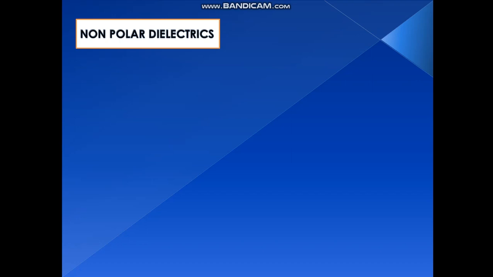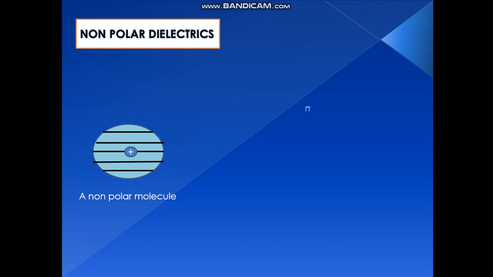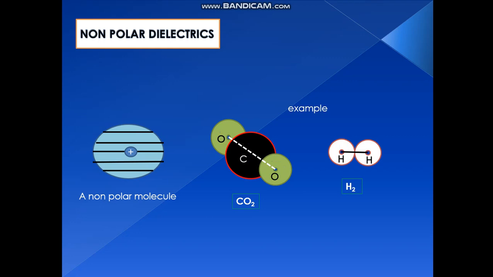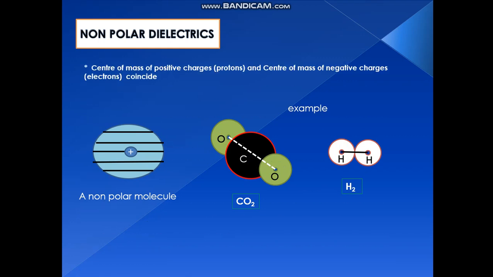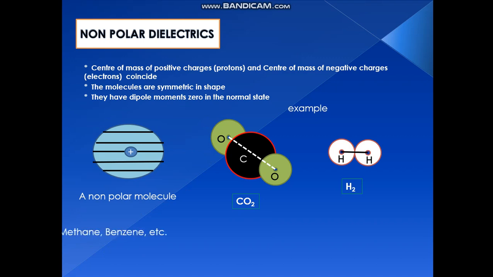Then what are non-polar dielectrics? As the name suggests, they do not have poles under normal conditions. So it is represented like that. Let us take the example of carbon dioxide and the hydrogen molecule. In carbon dioxide, the center of mass of the positively charged protons and the center of mass of the negative charges, electrons, coincide. In both of them, the molecules are symmetric in shape. They have dipole moment 0 in the normal state. Other examples are oxygen, nitrogen, methane, benzene, etc.